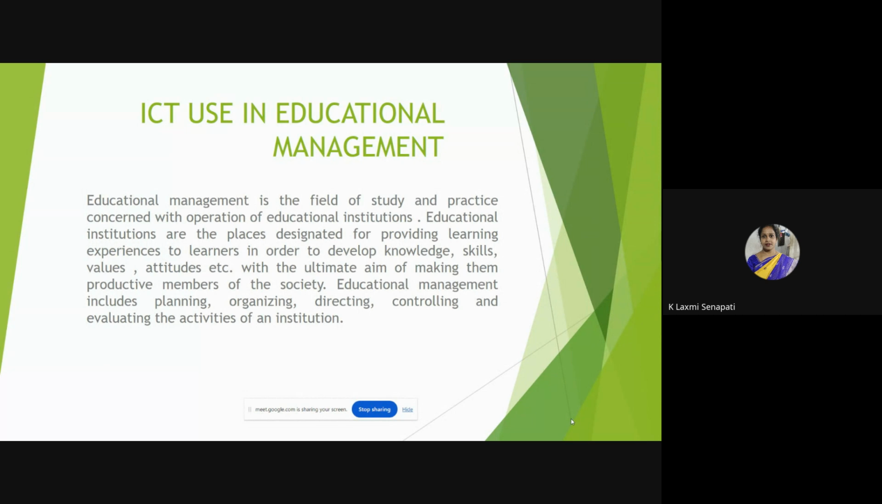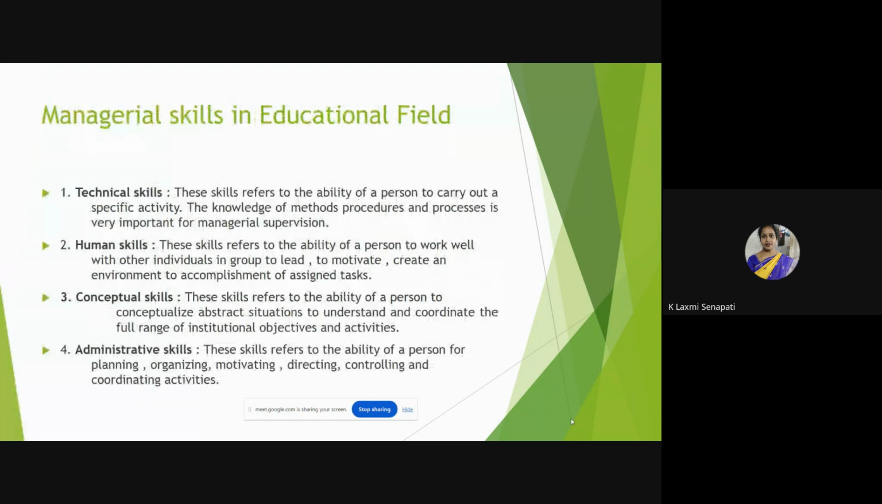So what we have to do here is integrate technology in the teaching learning process. Managerial skills in the educational field. As a teacher, what should the managerial skill be, how will we manage? We know there is so much workload, and after all we have to do our work. So we have to plan for that, and we should be very skillful. How can we manage everything in a systematic way?